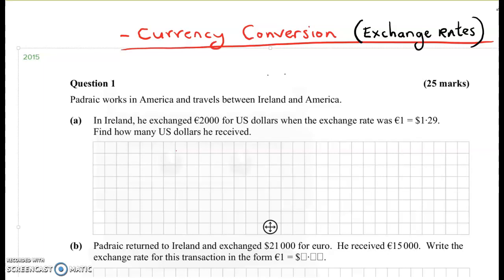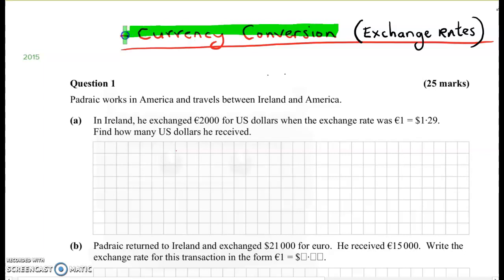Hello, in this video we're going to take a look at another aspect of the arithmetic chapter in your book, which is chapter 5, and it's on currency conversion. So changing your euro to dollars or dollars to pounds or things like that.